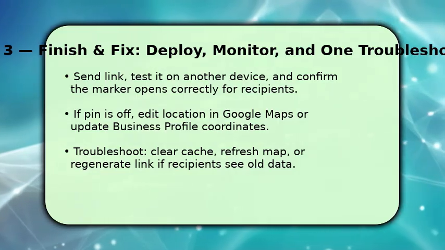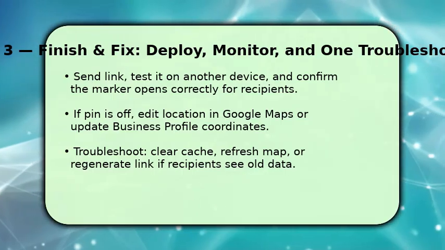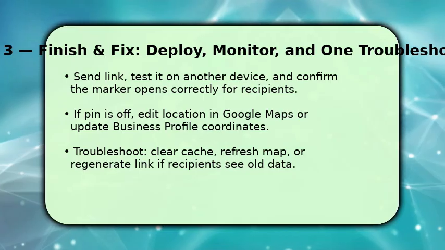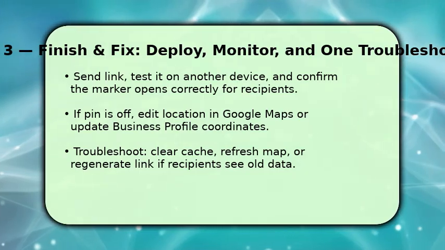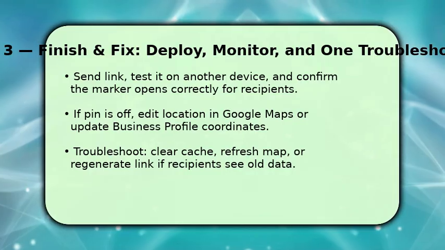If recipients see stale info, clear app cache or browser cache, refresh the map, or regenerate the share link. These steps resolve most sync and visibility problems quickly.